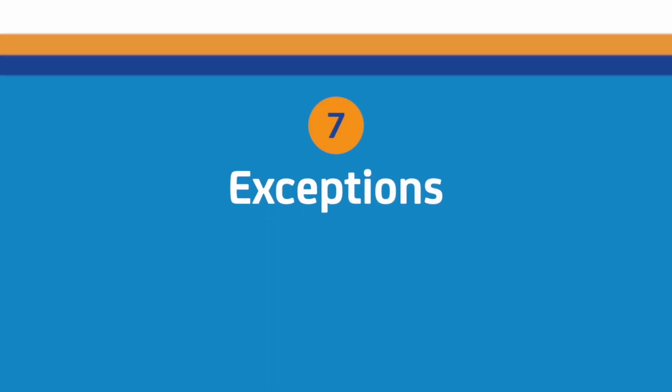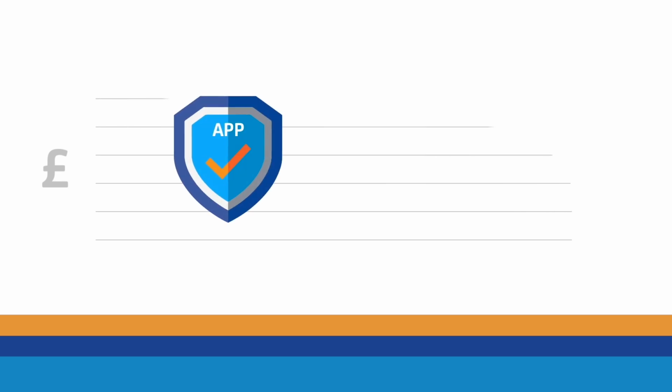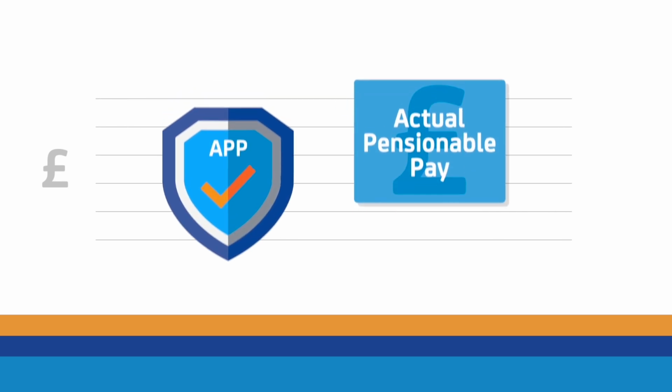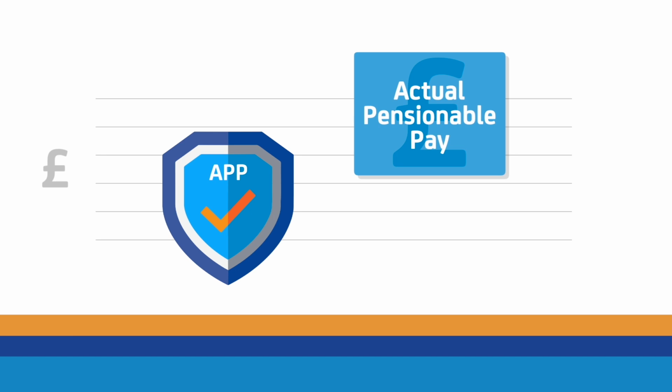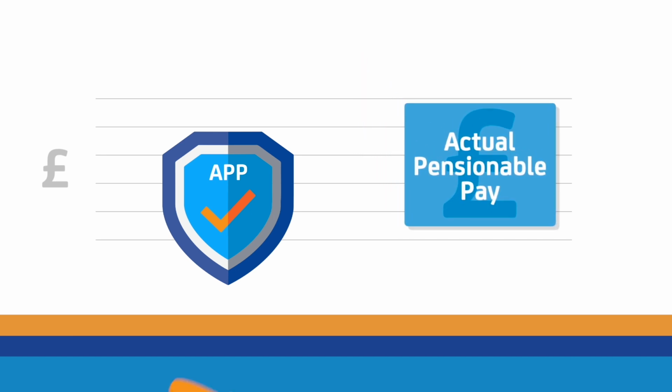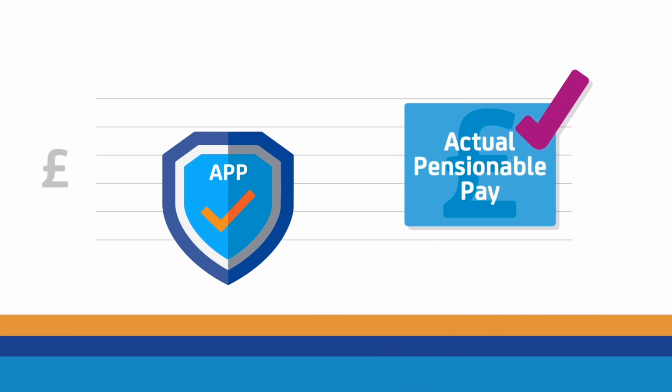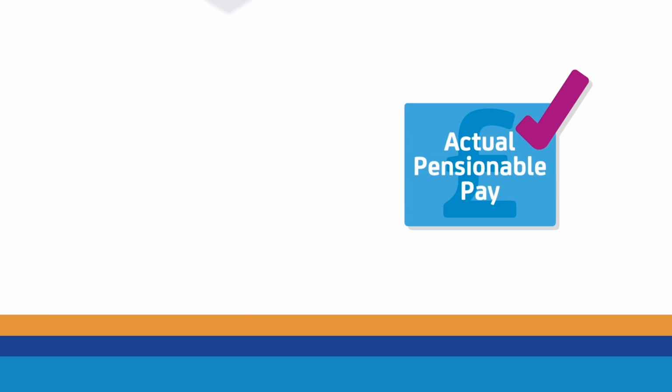Exceptions. There may be occasions where once APP has been calculated, in your opinion, it's materially lower than the actual level of pensionable pay your employee would normally receive had they been at work. In these circumstances, you can substitute a higher level of pensionable pay than the APP value to reflect the level of pay the employee would normally have received.